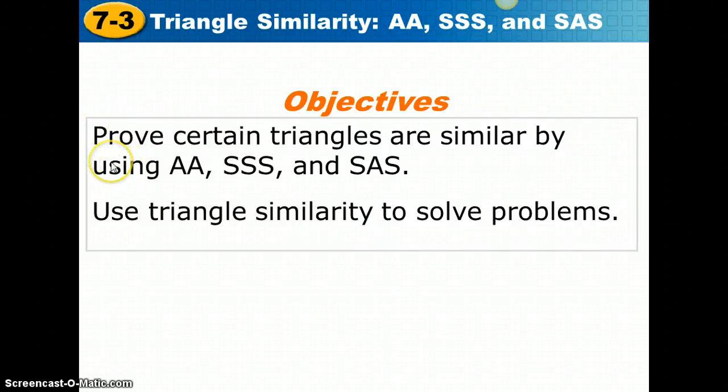Hello and welcome to the lesson notes for Chapter 7, Lesson 3, Triangle Similarity: AA, SSS, and SAS. We're going to prove certain triangles are similar by using AA, which stands for angle, angle, SSS, which stands for side, side, side, and SAS, which stands for side, angle, side. We will also use this triangle similarity to solve problems.